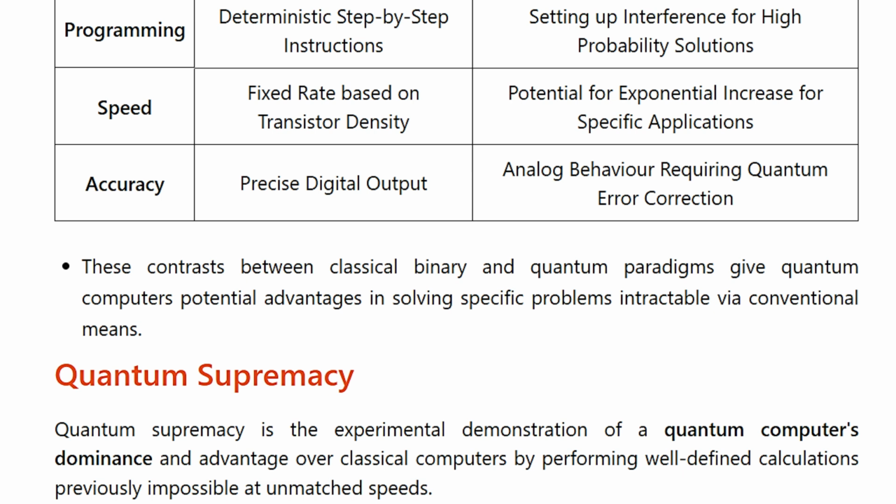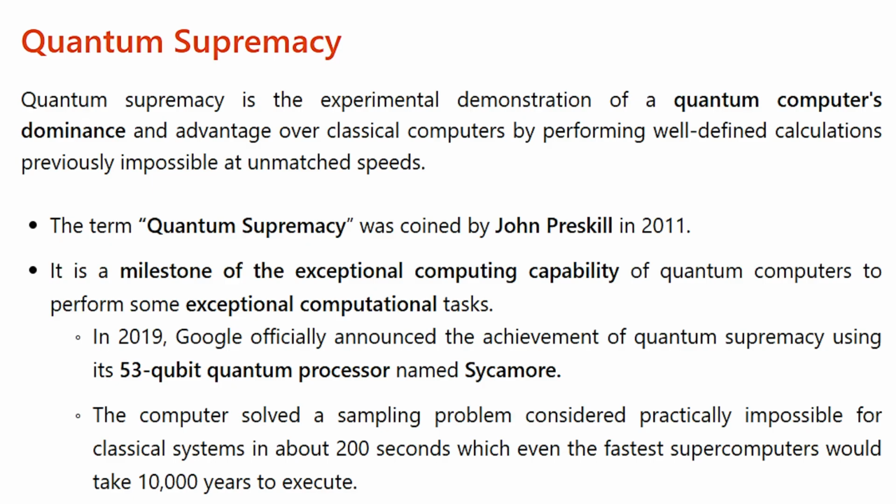Quantum supremacy. Quantum supremacy is the experimental demonstration of a quantum computer's dominance and advantage over classical computers by performing well-defined calculations previously impossible at unmatched speeds. The term quantum supremacy was coined by John Preskill in 2011. It is a milestone of the exceptional computing capability of quantum computers to perform some exceptional computational tasks.